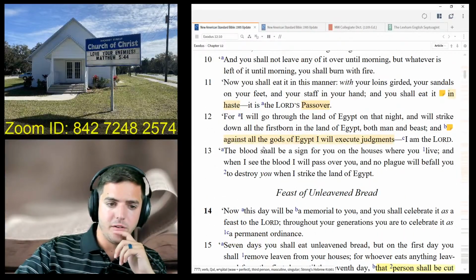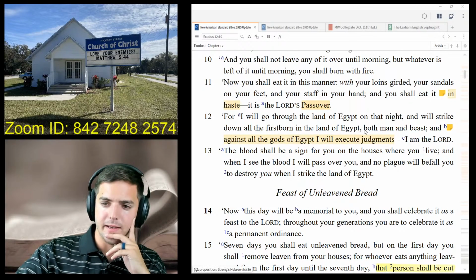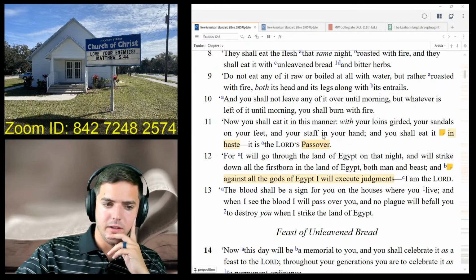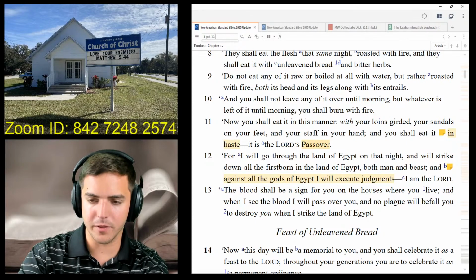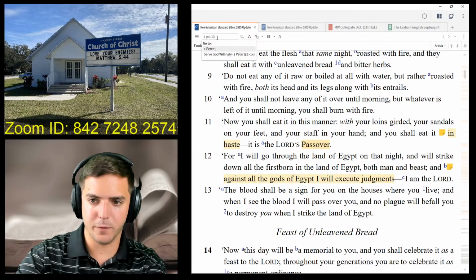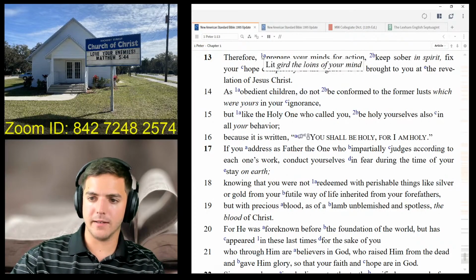Let's see. Thomas has a question. Can you tell me the chapter and verse you referenced about the word haste? So the word haste is Exodus 12, verse 11. And some of the passages that I was just thinking about because of that were passages like 1 Peter 1:13. They talked about girding up the loins of their mind.